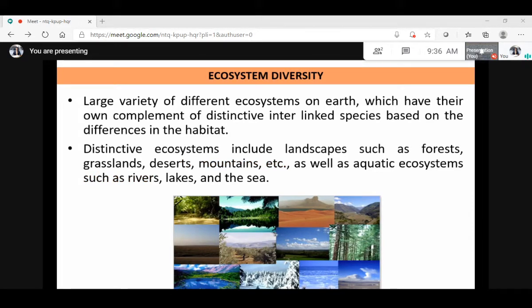Large variety of different ecosystems on Earth, which have their own complement of distinctive interlinked species based on the differences in the habitat, constitute ecosystem diversity. Distinctive ecosystems include landscapes such as forests, grasslands, deserts, mountains, etc., as well as aquatic ecosystems such as rivers, lakes, and the sea.